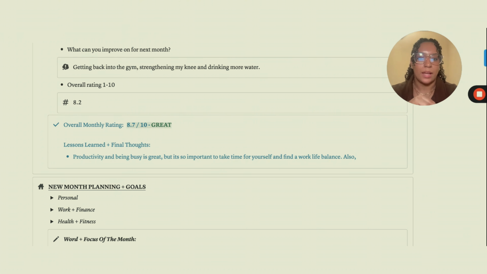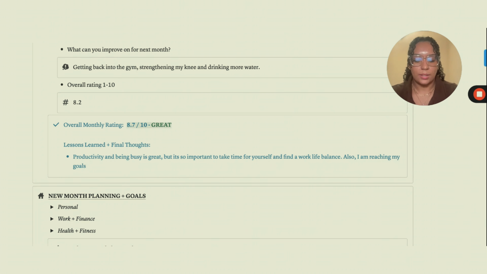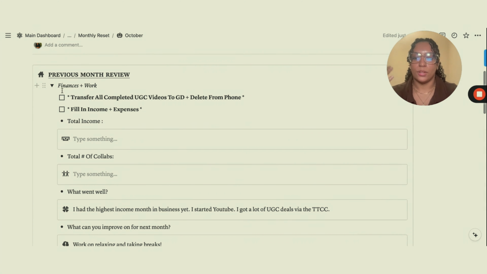Also, this month having my highest income month, as well as getting more work within my business and UGC, I think it's so important to keep in mind that you are capable of so much more, and that it's important to remember that when it's time for you to reach the goals that you have for yourself, it will come, and not to rush it. So also, I am reaching my goals when they are meant to find me. That's the overall gist of the previous month.